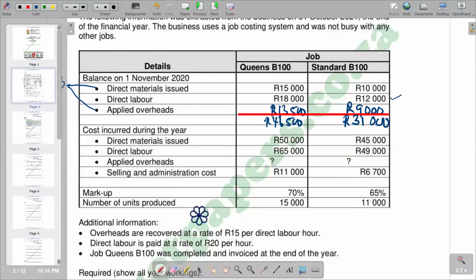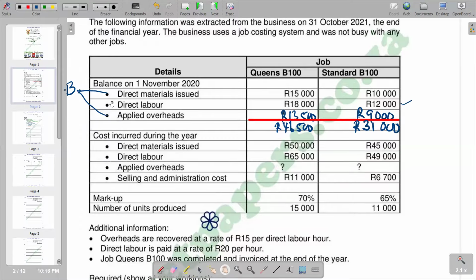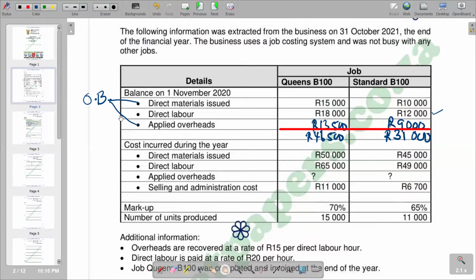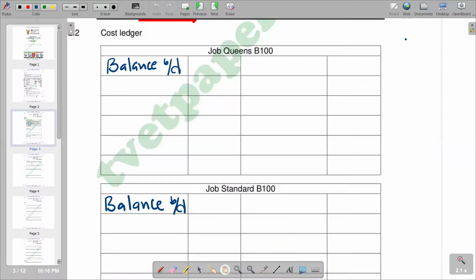So basically, those are going to be our opening balances. Remember, we have already indicated that these are opening balances, so they are going to be our balance BD. So we come here, we input our balance BDs, whereby for Queens B100, we have 46,500, and then for standard B100, we have 31,000.